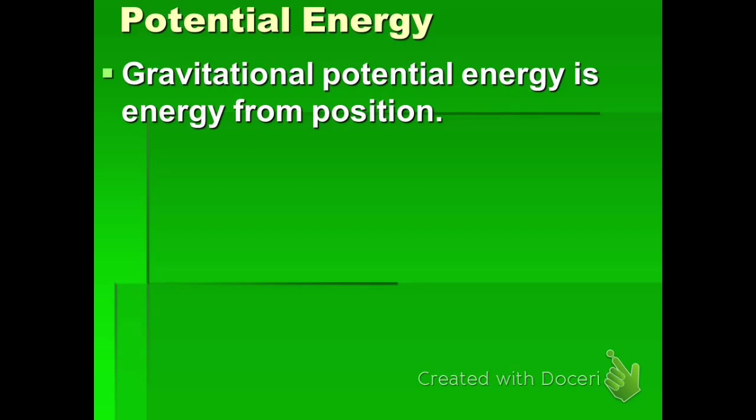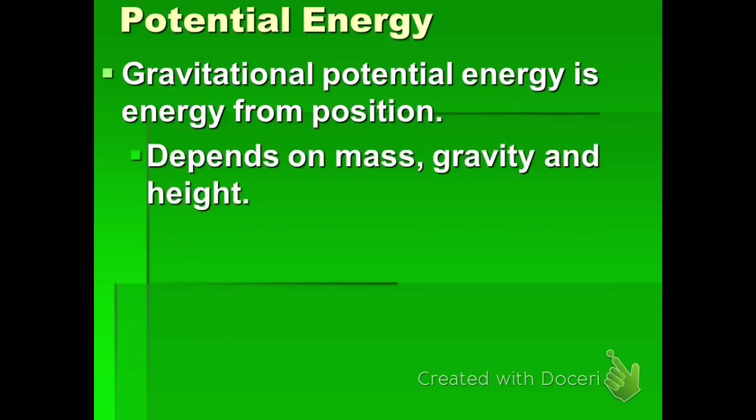We're going to focus in this chapter on something called gravitational potential energy, which is, again, from the position of an object. This depends on three variables: mass, gravity, and height. And so we put those together into an equation. Potential energy is equal to mass times gravity times height.